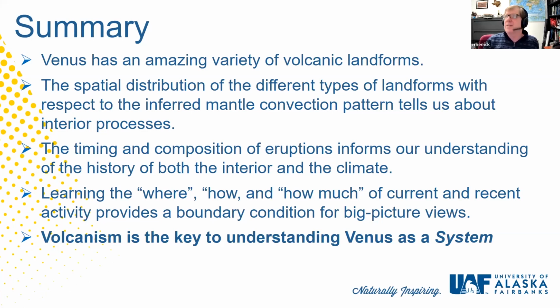So let me just put up the summary, and we can start the discussion. But basically, Venus has really, I think, an amazing variety of volcanic landforms. Some of them are pretty exotic by terrestrial standards. The spatial distribution of them, particularly in relation to proxies for mantle convection, tells us a lot about what's going on in the atmosphere and what's going on in the interior. The timing and composition of the eruptions informs our understanding of the history of both the interior and the climate.